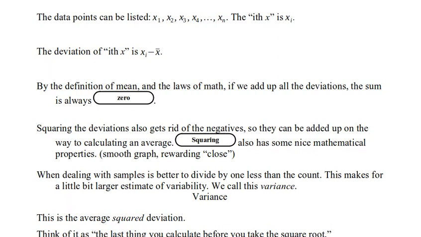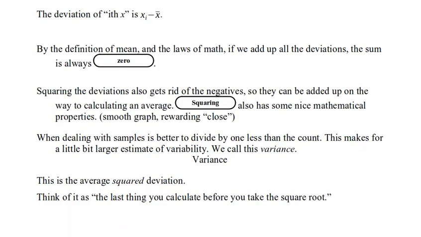So what is the variance? The variance is the average squared deviation. We're using that word average loosely, and we will continue to do that over the course of the semester. When we say average, we don't always mean the arithmetic mean. Now, you can think of this as the last thing you get before you take the square root, because in our next step, we're going to take the square root, and that is going to give us the standard deviation.